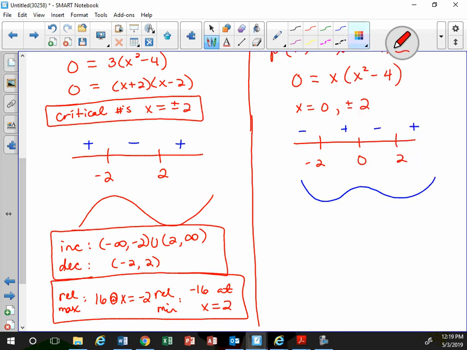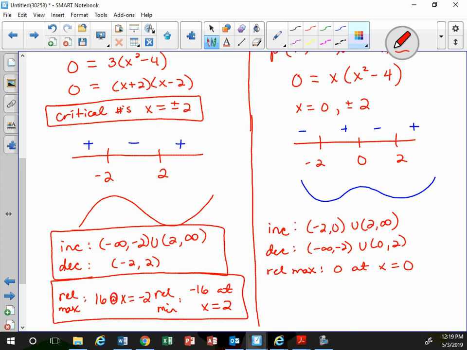All right, so did we have increasing from -2 to 0 and 2 to infinity? Decreasing from -infinity to -2 and 0 to 2. You good on that part? Okay. Let's see, relative max, 0 at x equals 0. Yep. Okay, and relative min of what? -4 at x equals 2 and a negative. Yeah, at both plus or minus 2.